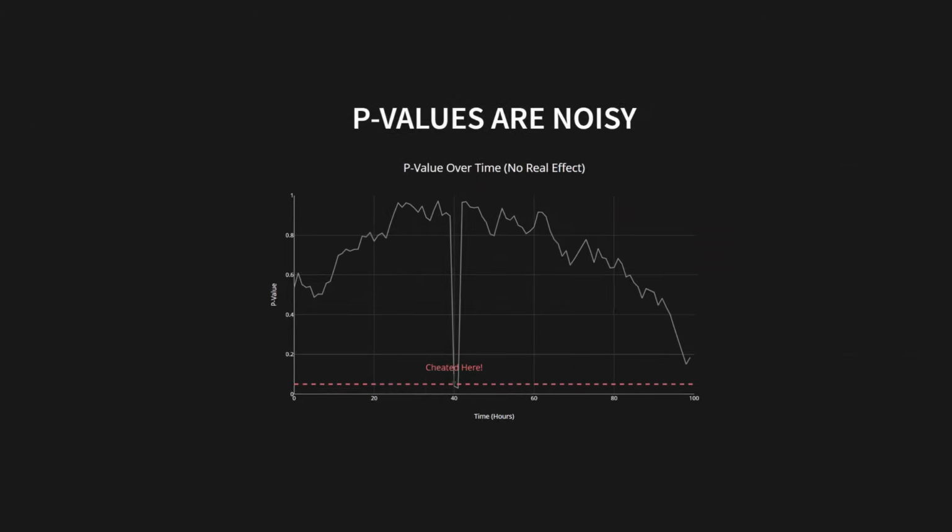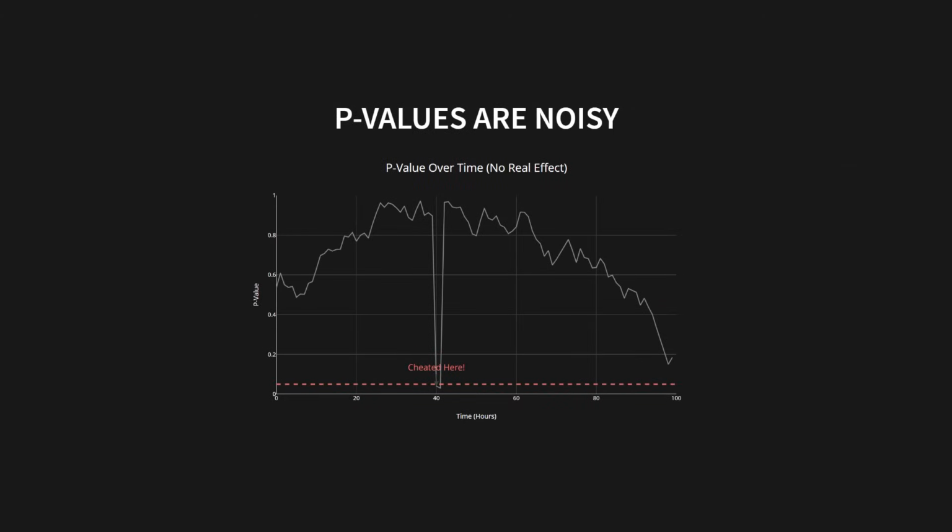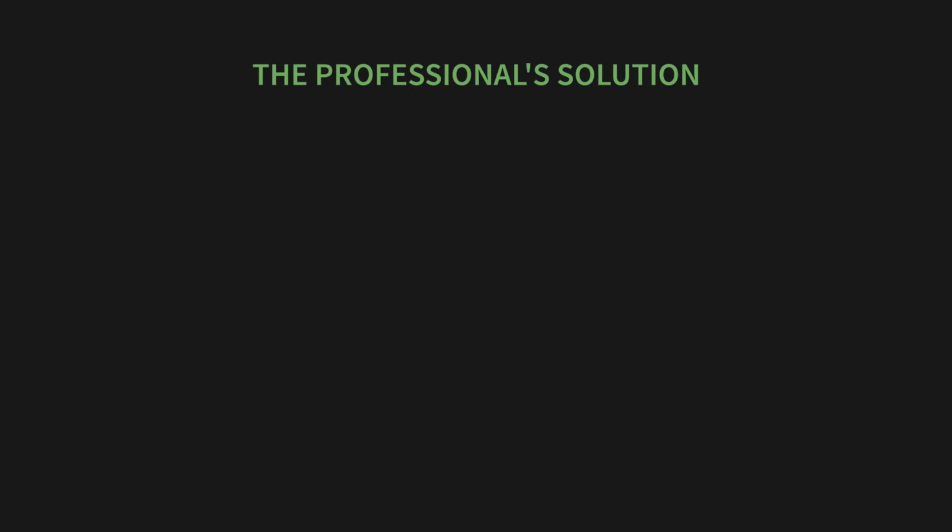Because p-values are noisy. They bounce around like crazy, especially at the beginning of a test. If you keep peeking, you're basically waiting for a random fluctuation to cross the finish line. It invalidates all the math. So what's the professional solution? It's a simple 4-step process. 1, you pre-commit. You say, I need 10,000 users for this test, not 9,999.